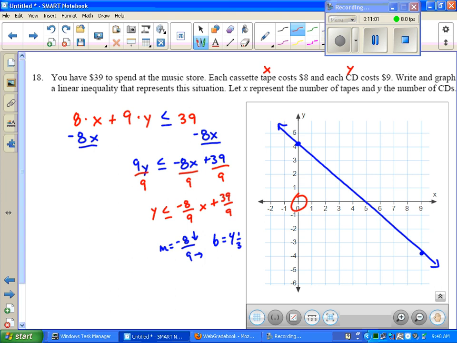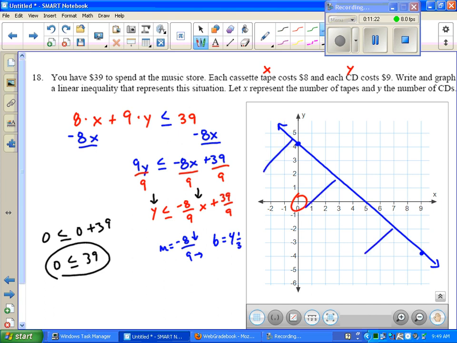When we plug in 0, 0 into our equation, 0 in place of y would be 0 is less than or equal to, if we plug in 0 here, anything times 0 would be 0, plus 39. 0 is less than or equal to 39. You have to evaluate that truth value. That is absolutely true. So you're going to shade to the same side as 0, 0. So your inequality will look like that.